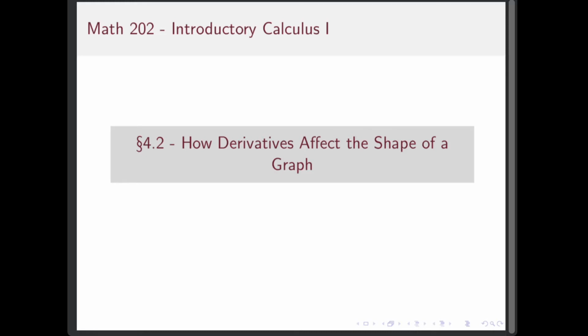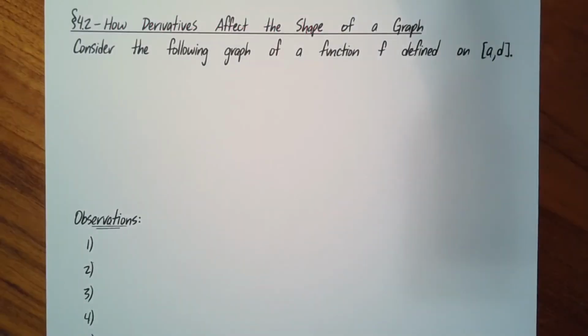In section 4.2, we're now going to take a closer look at how the behavior of a derivative of a function affects the shape of its graph. And by understanding this, we'll be able to use critical numbers of a function to find all of its local extrema. So that's where we're headed.